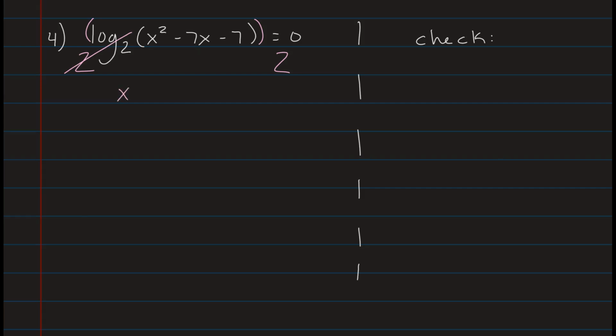so you're left on the left-hand side with the argument. X squared minus 7x minus 7 is equal to 2 raised to the power of 0. Now, anything raised to the 0 power is 1. So 2 raised to the power of 0 is equal to 1.